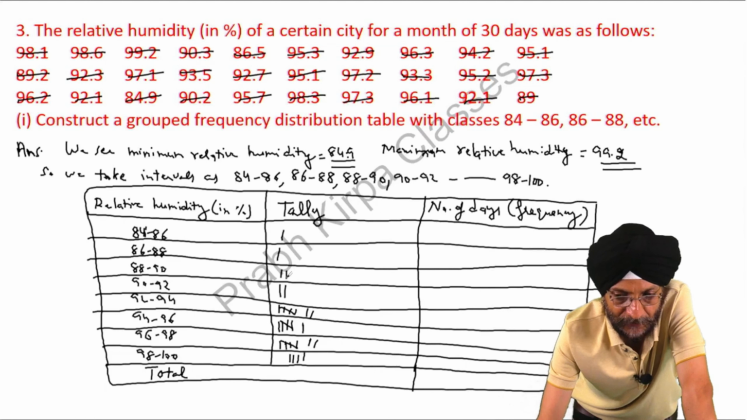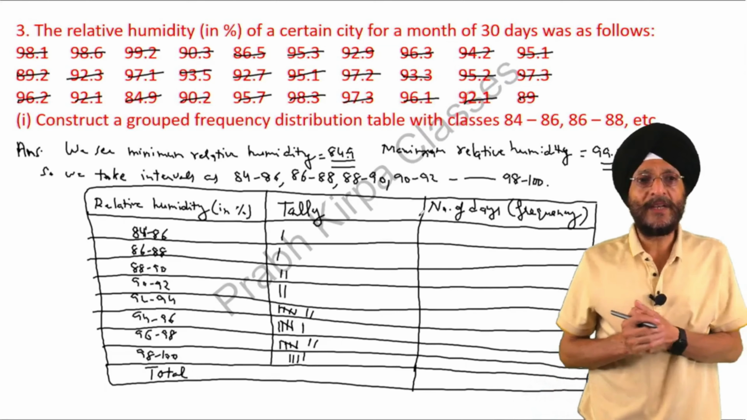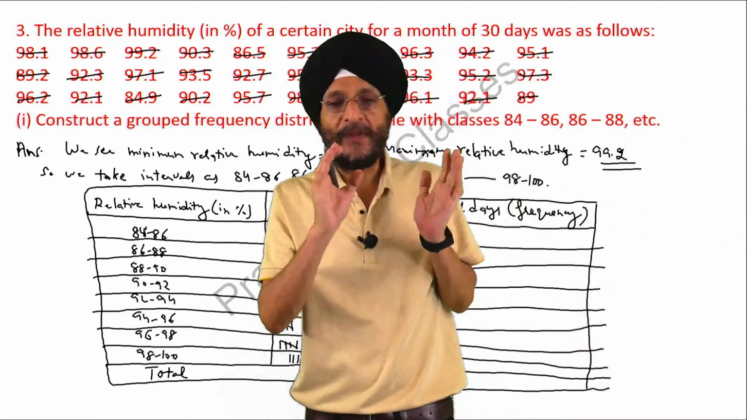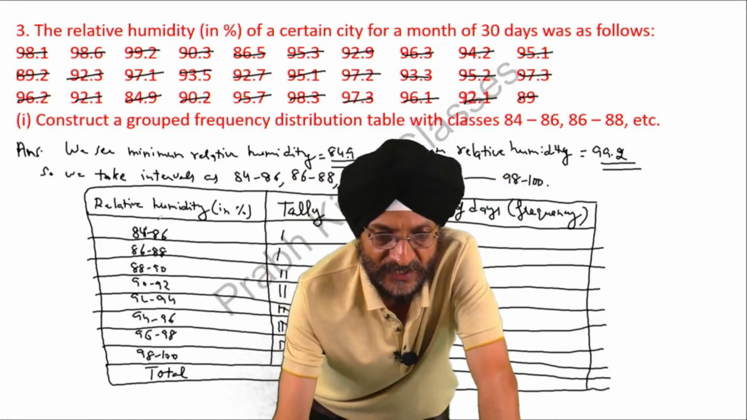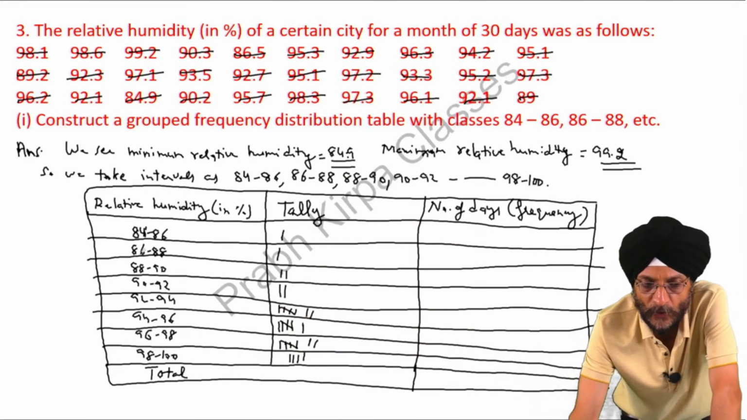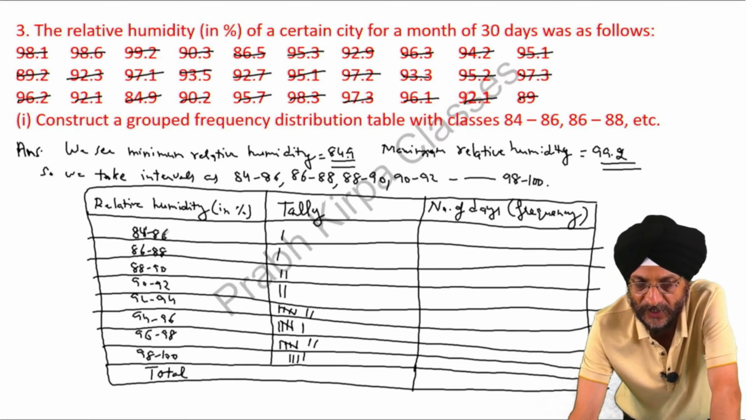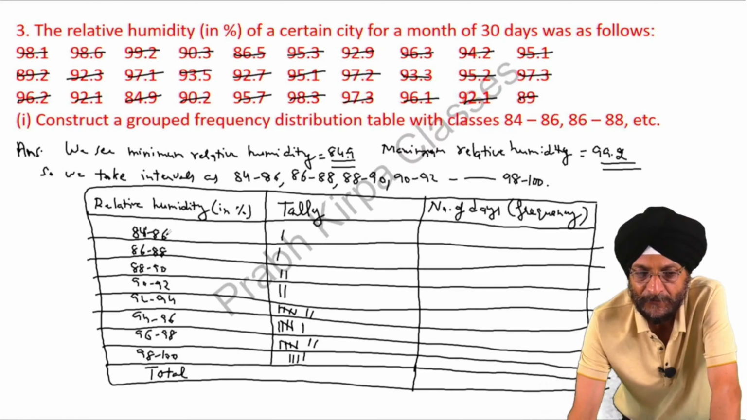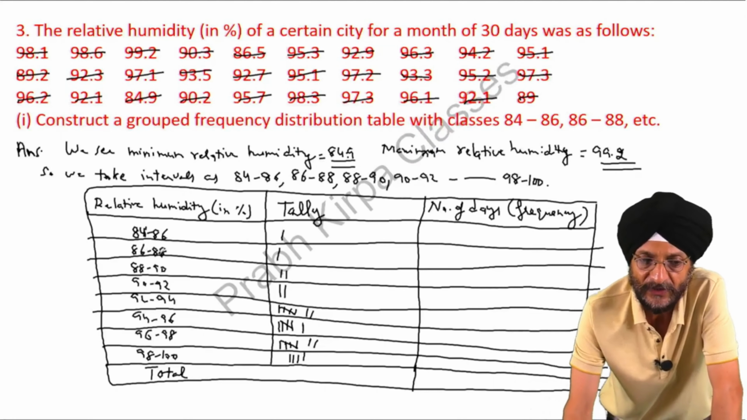89, it will fall here. So now we will count. Before we proceed further, we may tell you that we are forming the grouped frequency table. We must understand that suppose there was an entry of 86, we will count it in this class interval 86-88 and not here, because if we count the entry of 86 here, it will be again counted in the next class interval 86-88.